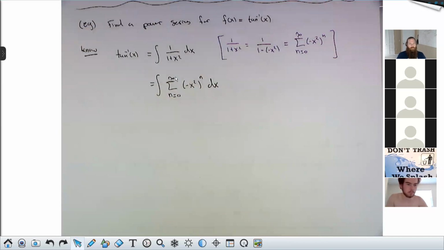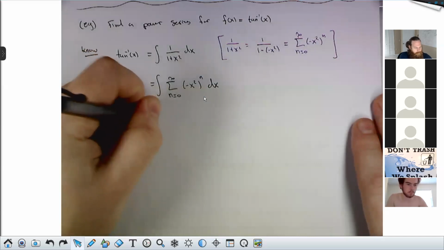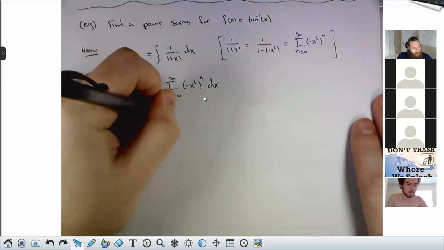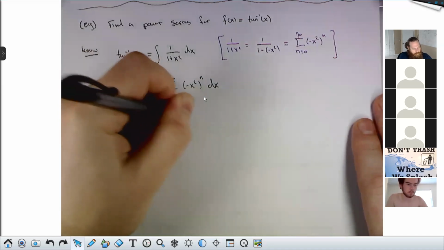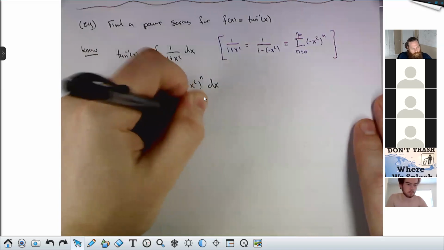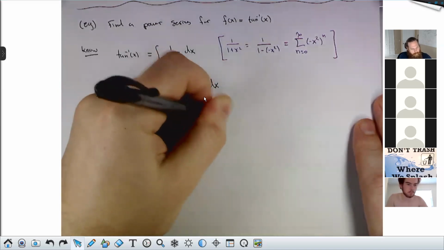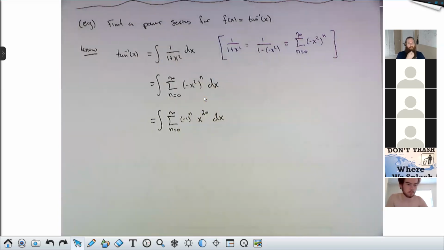Now this series does not yet look like a regular power series. Before I can apply my formula to integrate, I need to rewrite this as a regular looking power series. In other words, I need to simplify inside first. That's sigma n from 0 to infinity, negative 1 to the n, x to the 2n dx. Now I can integrate.